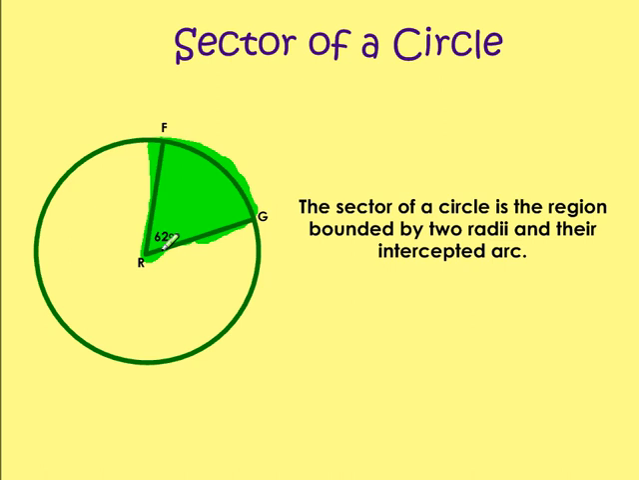It's easy to think of a sector as kind of a piece of the entire pie. If we're talking about the circle being a pizza pie or a pie or oatmeal cream pie, just the portion of it would be your slice, and that's your sector.